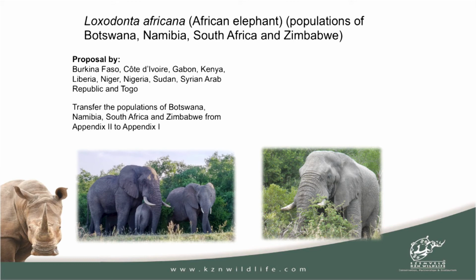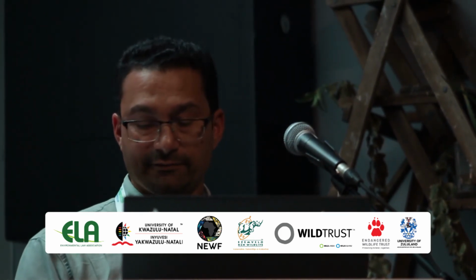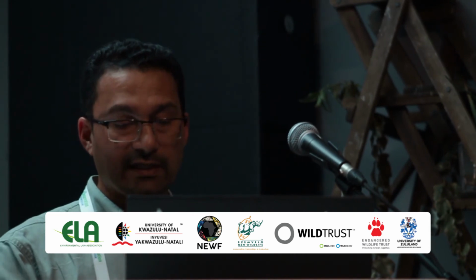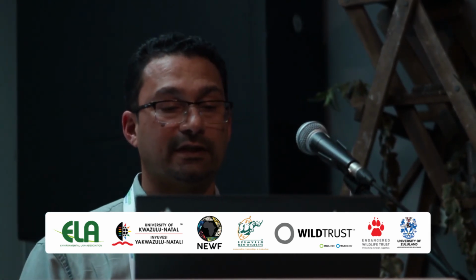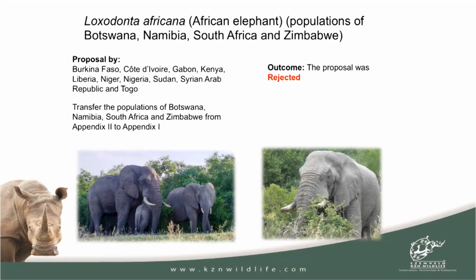Elephant again, but on the other extreme, Burkina Faso, Cote d'Ivoire, etc., those countries actually put in a proposal to transfer Botswana, Namibia, South Africa and Zimbabwe's populations from Appendix 2 to Appendix 1. So obviously South Africa opposed that strongly. That went to a vote, and fortunately that was also rejected. So nothing has changed there with elephant.